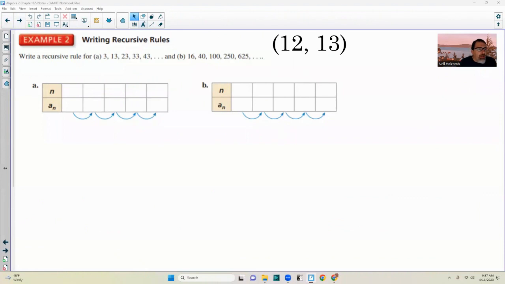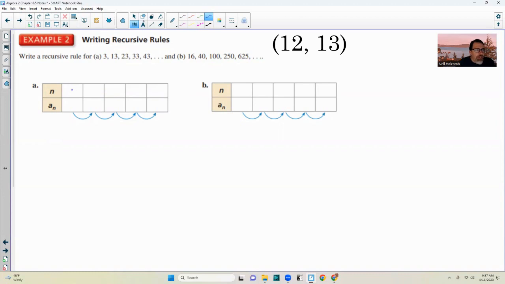Okay, example 2 now is going to be writing recursive rules. So it says write a recursive rule for a 3, 13, 23, 33, 43. So you can simply see that we're adding 10 every time. 3, 13, 23, 33, 43, 53.